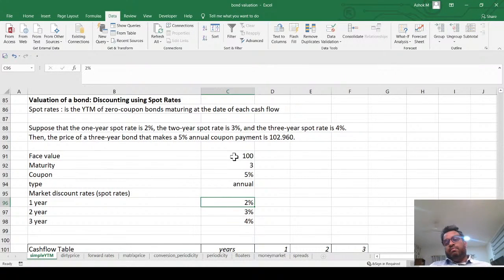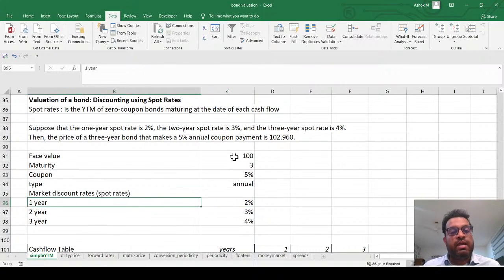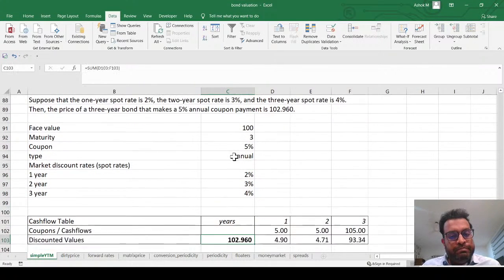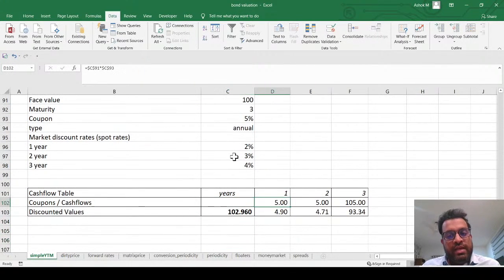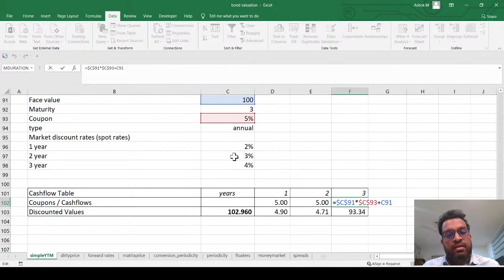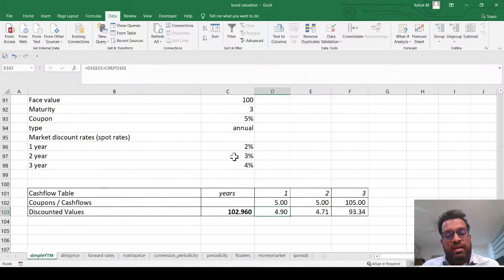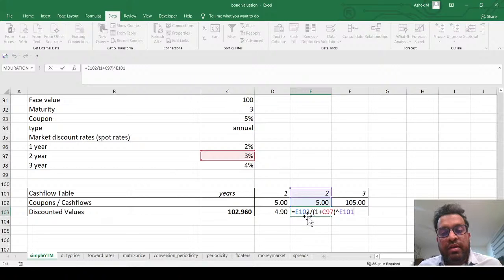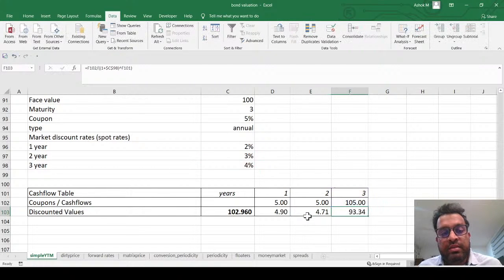So that's why, when you see these numbers, you should be able to distinguish. I have been given spot rates. That means these are different rates across the term structure. So the same thing: you put your cash flows of 5, and in the last year the face value redemption. Then look at this: coupon divided by 1 plus the spot rate for year 1, spot rate for year 2, spot rate for year 3.